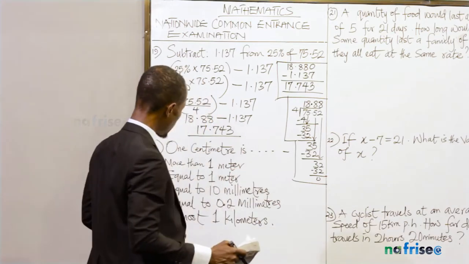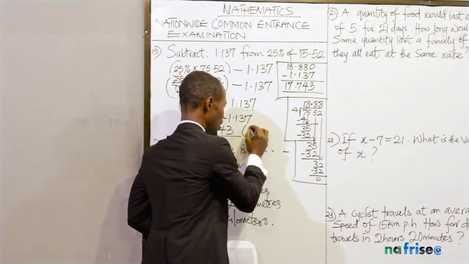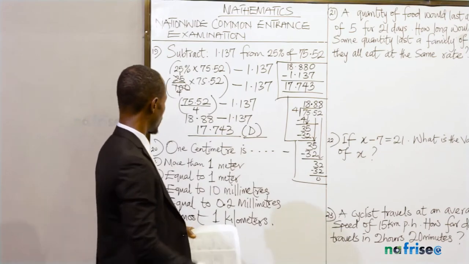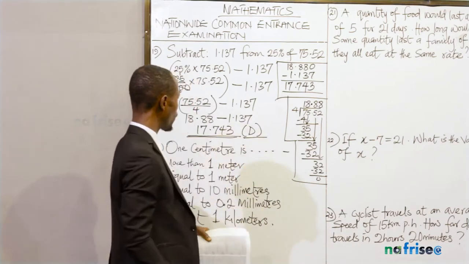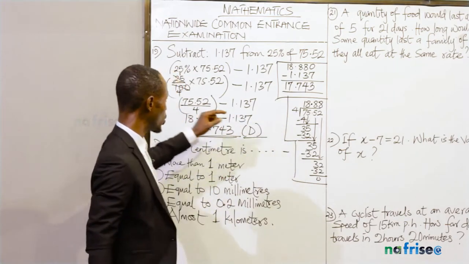The answer here is 17.743, which is answer D. This is the answer to that number 19. Take note of it, 17.743. Watch the video again slowly if it's not clear.